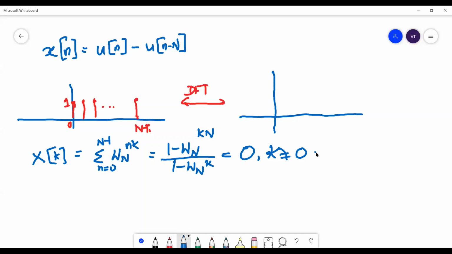There is an exception for k equal to 0. The reason is that if you put k equal to 0, W becomes 1 and you are adding 1, N times. So X of k, when k equals 0, becomes the sum from n equal to 0 to N minus 1 of W to the power 0. This becomes 1 plus 1 plus 1 and so on, up to N times. So that should be equal to N.